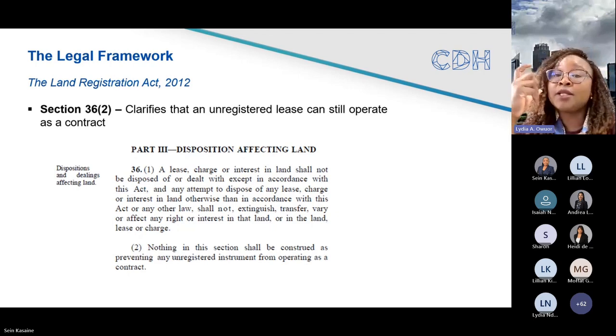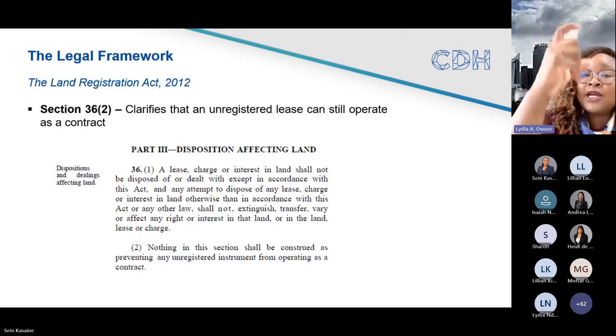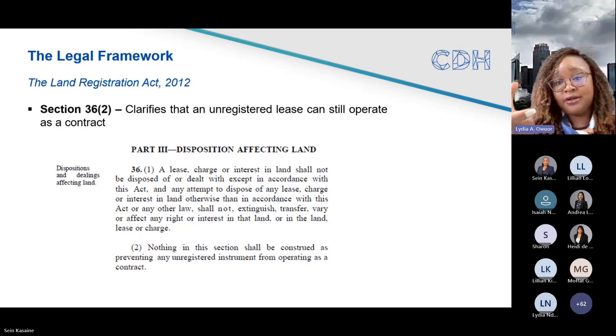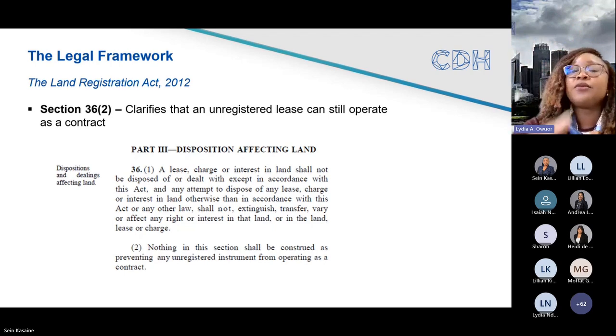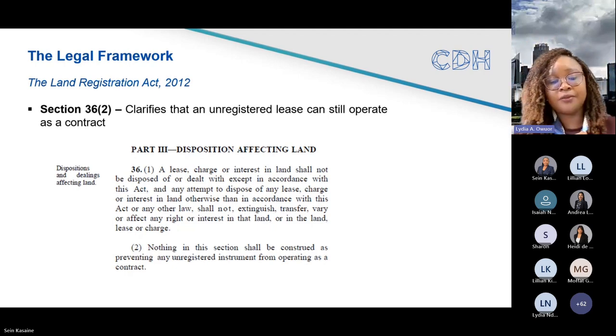Those are keywords that you need to understand. As a legal interest in land. For you to get that legal interest in land, there has to be registration. Registration has to be effected.